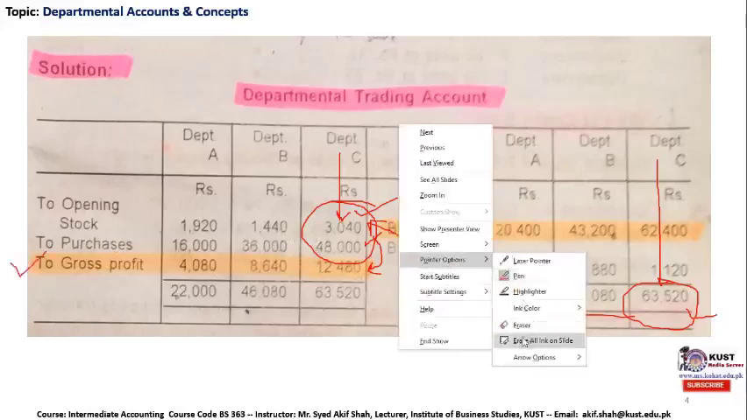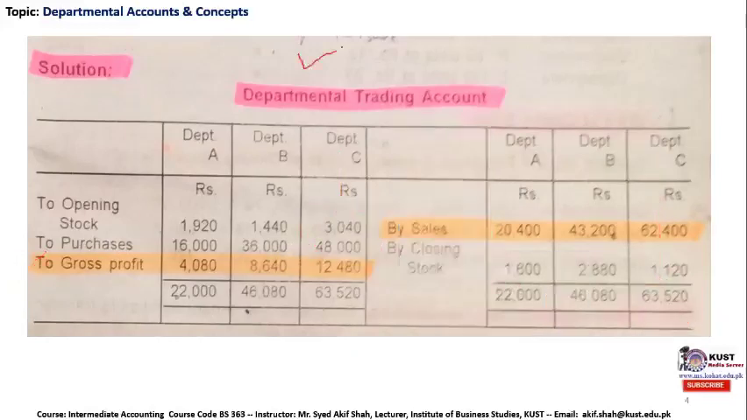So this was all about how to calculate the departmental trading account and how to allocate the cost associated with each department. Both sides are now equal, and for each department we have realized that Department A has 4,080 gross profit, Department B has almost double the profit of Department A, and Department C's gross profit is 3 times that of Department A. However, it is approximately 1.5 times that of Department B.